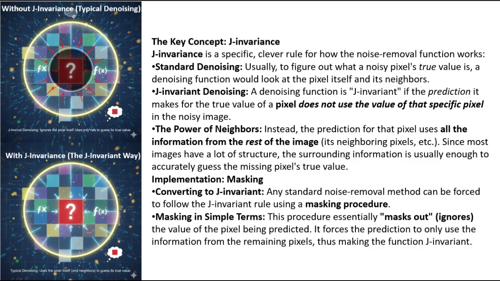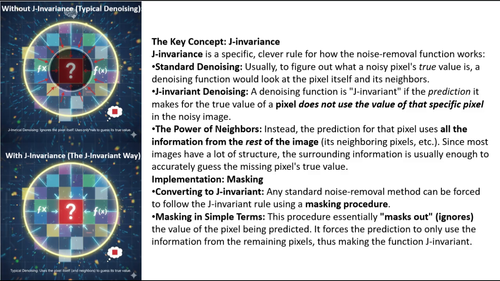J-invariant denoising. A denoising function is J-invariant if the prediction it makes for the true value of a pixel does not use the value of that specific pixel in the noisy image. The power of neighbors. Instead, the prediction for that pixel uses all the information from the rest of the image, its neighboring pixels, etc. Since most images have a lot of structure, the surrounding information is usually enough to accurately guess the missing pixel's true value.